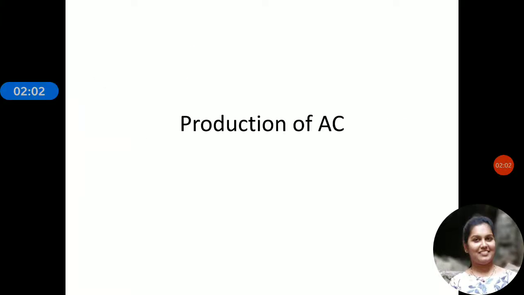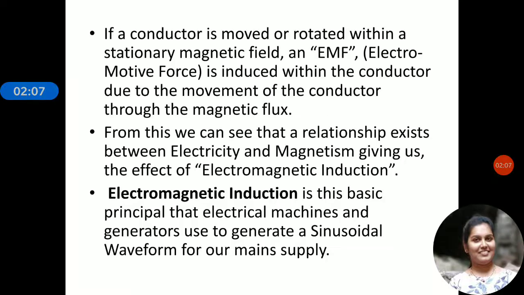Right, first we'll come to the point, that is production of AC. AC is nothing but alternating current. In the last video itself, I said that AC is the most commonly used form of energy source in any domestic applications, like in our AC mains. In all electrical appliances we'll be using an AC source.